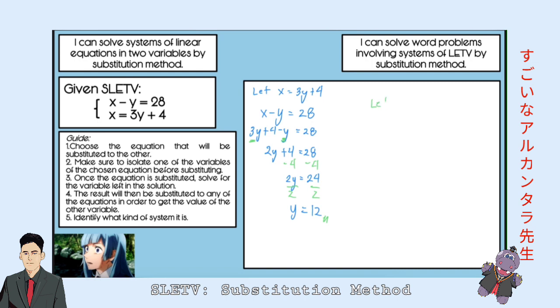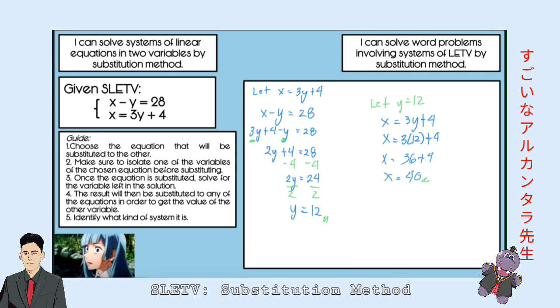So now we will let y equal to 12. In this case, we can substitute that to any of the equations. I'll choose the second one. That's the easiest. X is equal to 3y plus 4. So x is equal to 3 times 12 plus 4. 3 times 12, that will be equal to 36 plus 4. And then that will give you x is equal to 40.